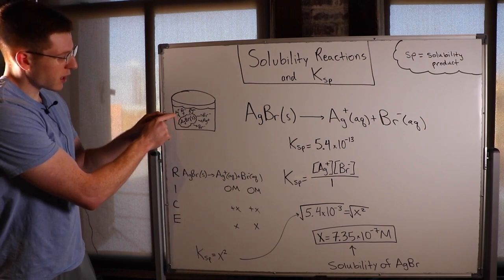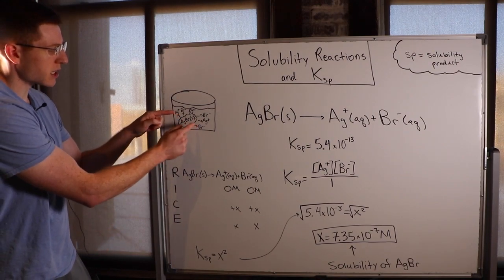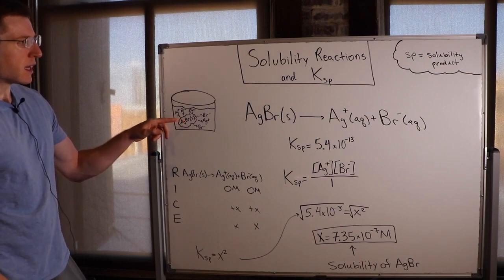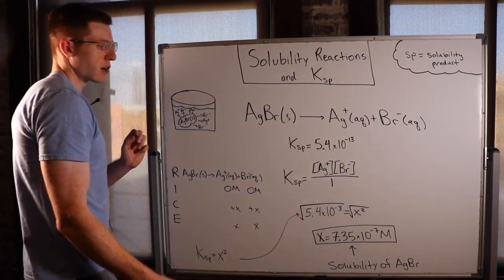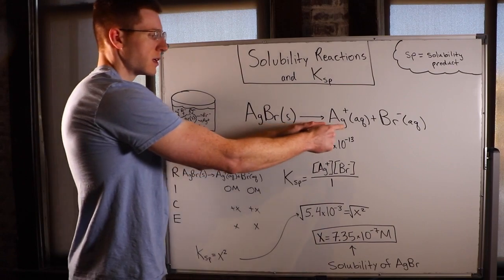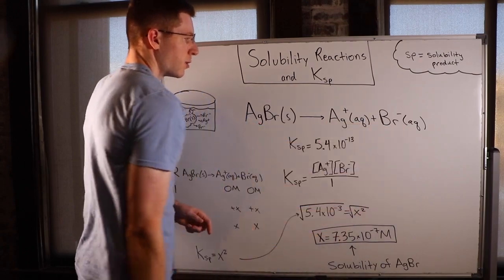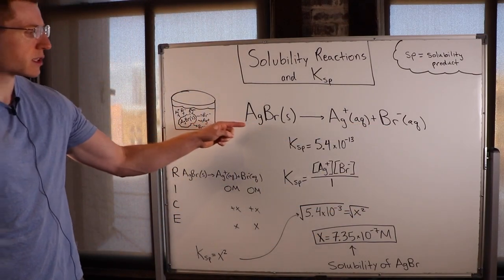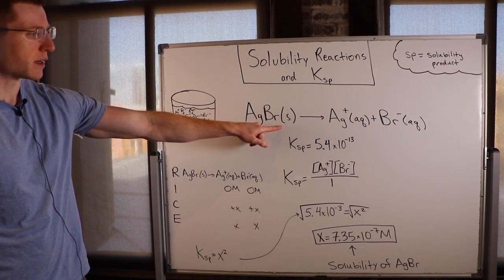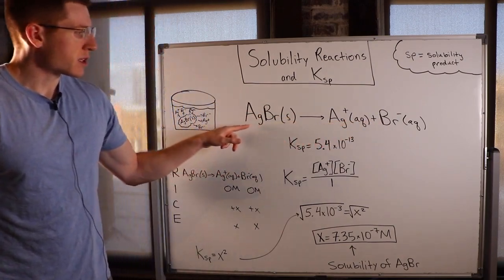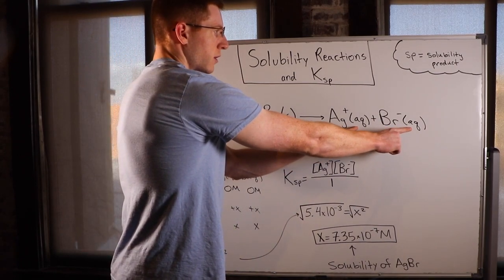So you're going to have silver ions, Ag+, and bromide ions, Br-, slowly ionizing off of this silver bromide solid mass. And again, that is what we refer to as a solubility reaction. If you write that out as a chemical equation, you have silver bromide solid goes to Ag+ in the aqueous state and Br- in the aqueous state. So you can see that silver bromide as the solid mass is in the solid state, whereas these ions that have broken off are in the aqueous state. This means that this is undissolved and these are dissolved in water.